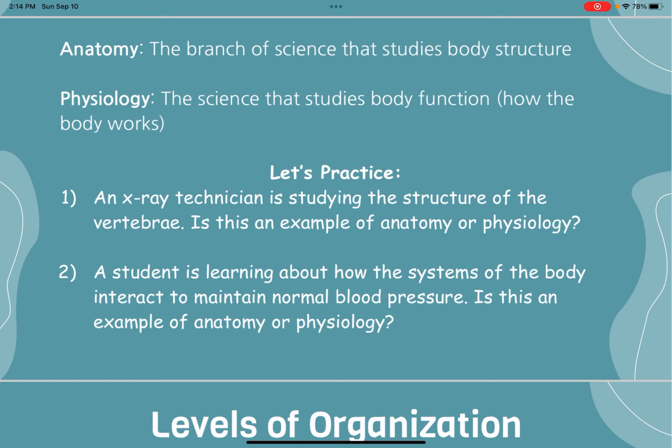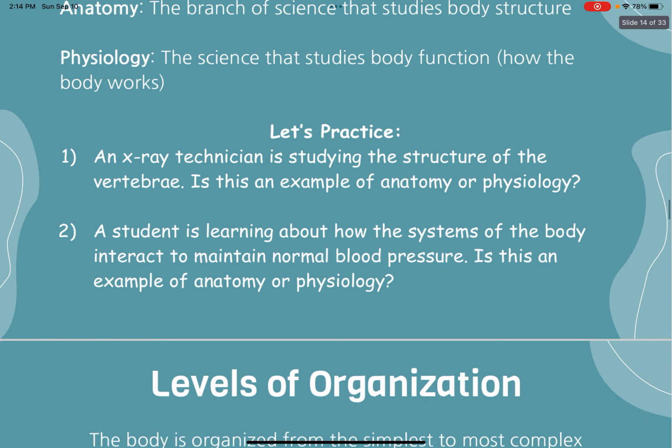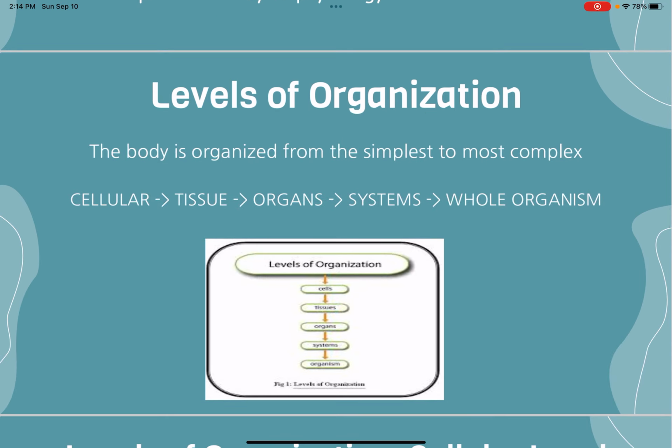Number 2, a student is learning about how the systems of the body interact to maintain normal blood pressure. Is this an example of anatomy or physiology? The correct answer is physiology. The body is organized from simplest to most complex. So cellular, tissues, organs, systems, the whole organism.